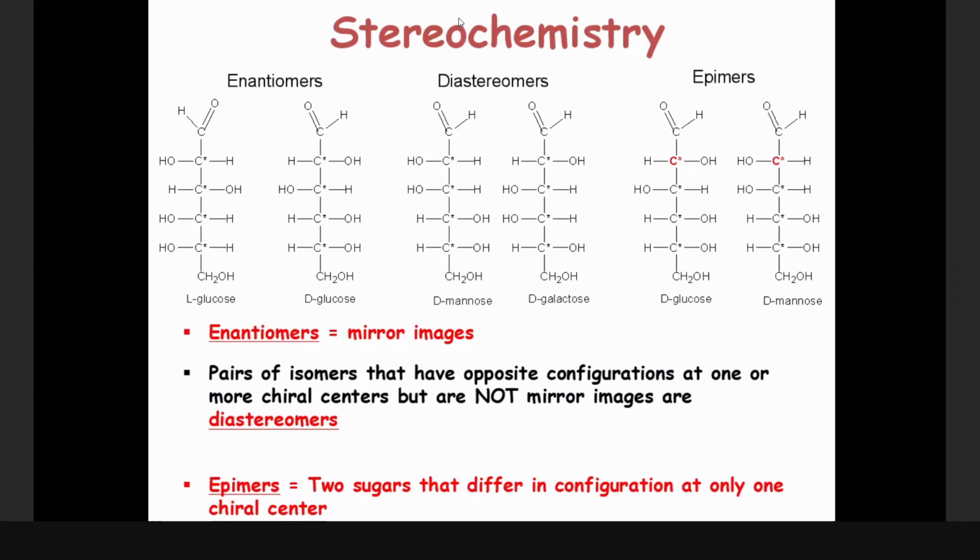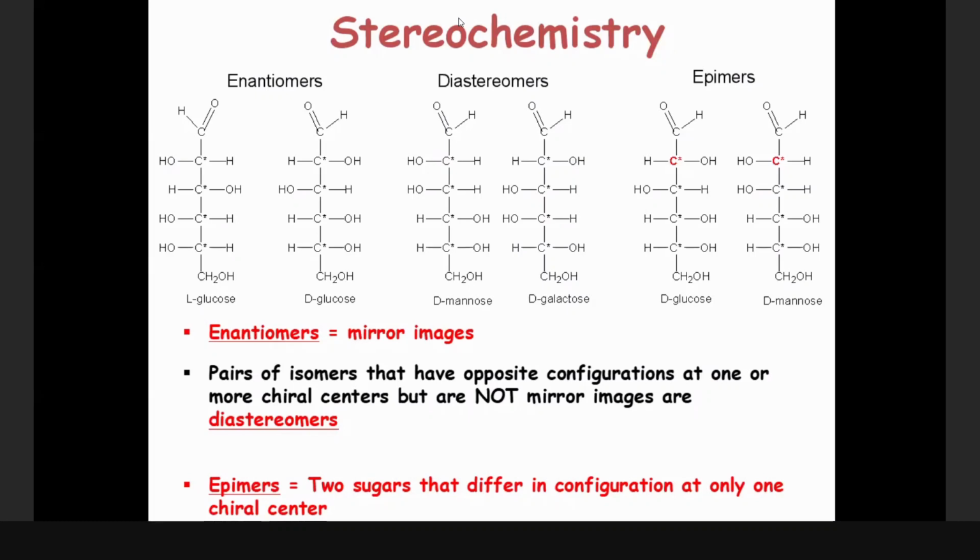For example, D-glucose and L-glucose. How many chiral carbons are there in glucose? Four. The second, third, fourth, and fifth carbons are the asymmetric carbons of glucose. If you look at the position of OH in D-glucose and L-glucose, one is the mirror image of the other. In D-glucose, the OH on the second carbon is on the right, and in L-glucose it is on the left. In D-glucose, the third carbon OH is on the left; in L-glucose, it becomes the right. That means one is a mirror image of the other.